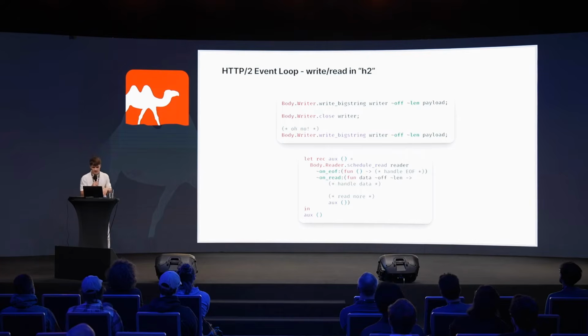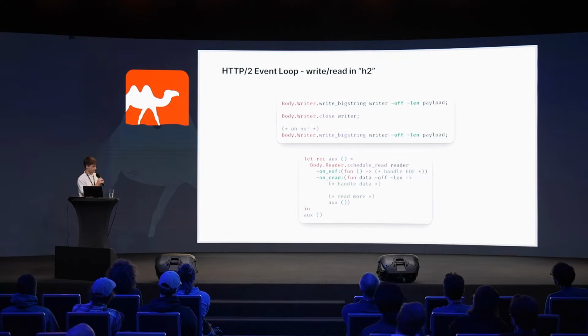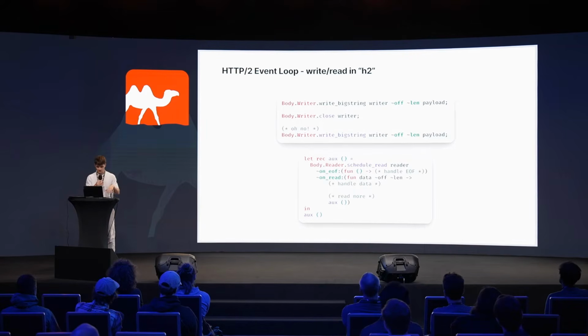So you close the writer in some fiber, you try to write with the writer in some other fiber. And this is obviously not a very frequent issue, but it would be nice to design an API in OCaml where it is just not possible to write after close. Same thing for reading. It would be nice to implement an API where users don't have to think about if the read is scheduled or not and have to reschedule if it's not scheduled.